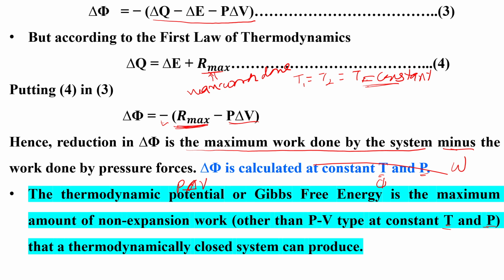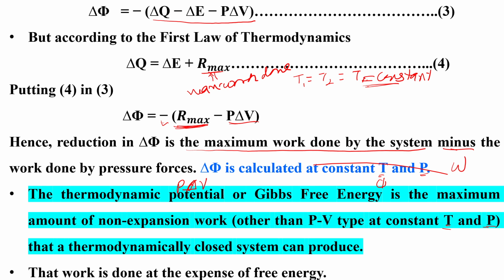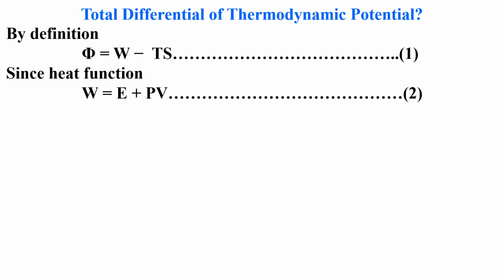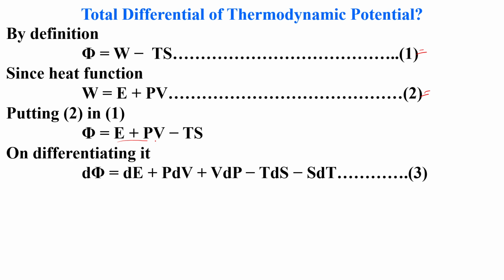So this is non-expansion work, and this is the maximum work done by the thermodynamically closed system. Next is total differentials of thermodynamic potentials. By definition, phi is equal to W minus TS, and we know that the heat function is also defined as W is equal to E plus PV. So putting equation number 2 into 1, phi becomes E plus PV minus TS.